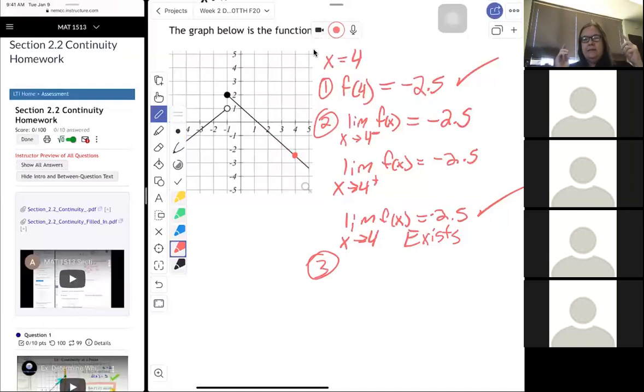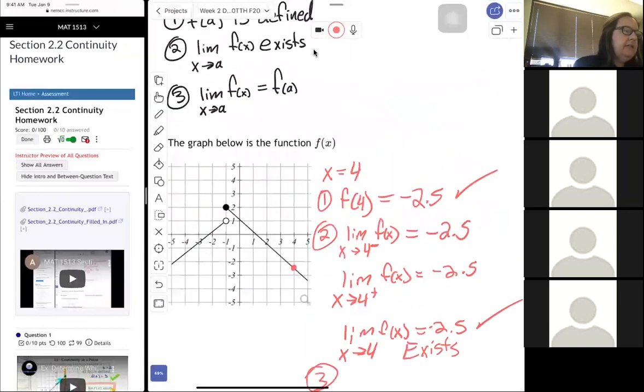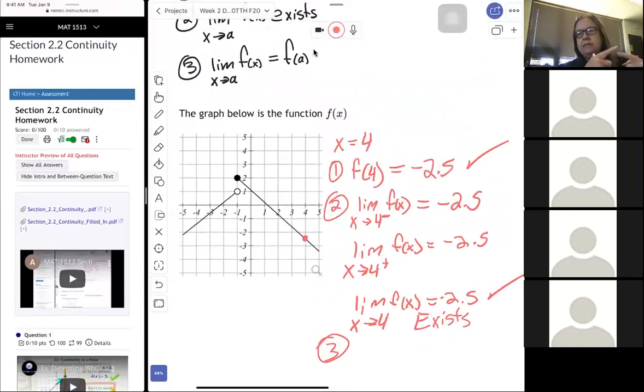The third condition is that f of A, f of 4 in this case, and the limit as x approaches 4 of f of x have to be equal to each other. That's that last condition. This is the one that ties them together. This is the one that shows true continuity, because the limit exists and it's coming into the same point where the graph exists at x equals this number, which for us is 4 right now.